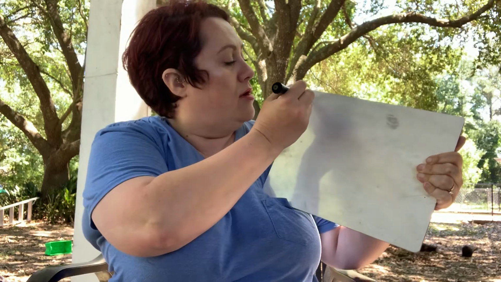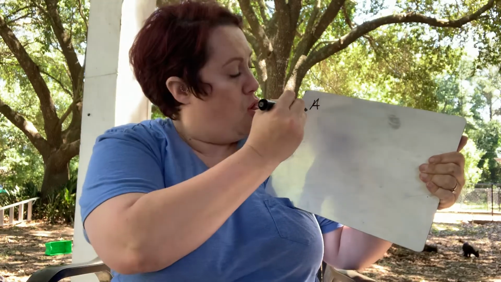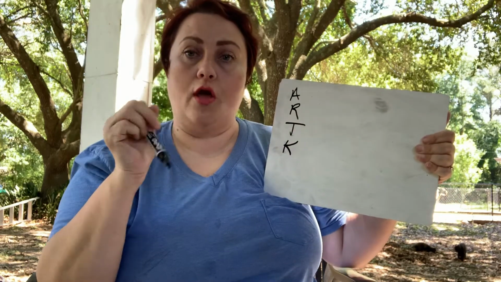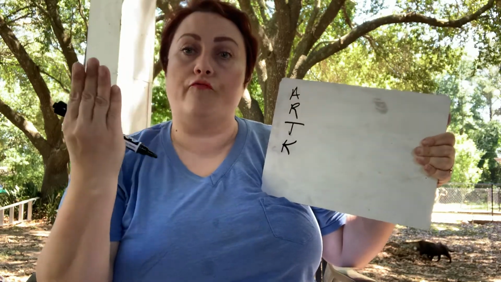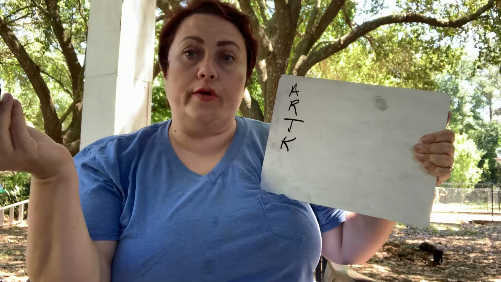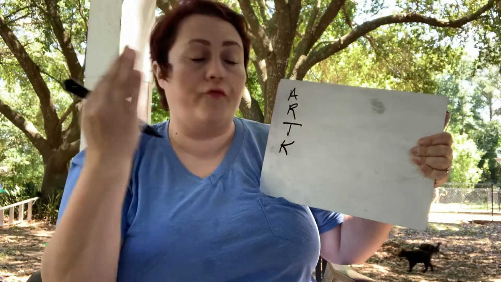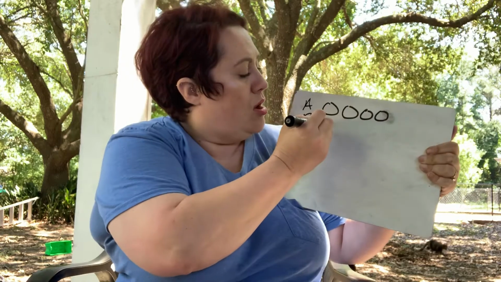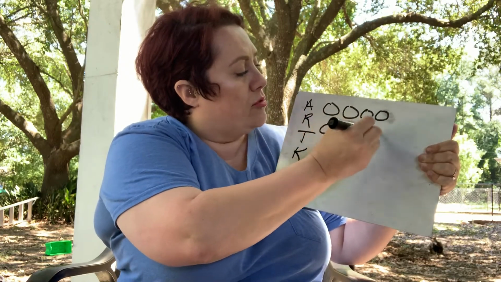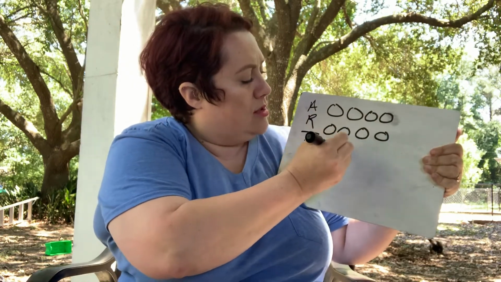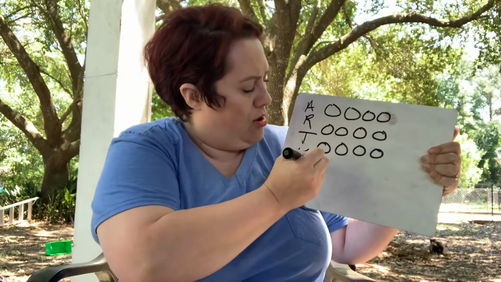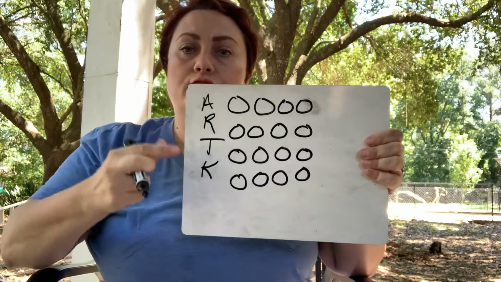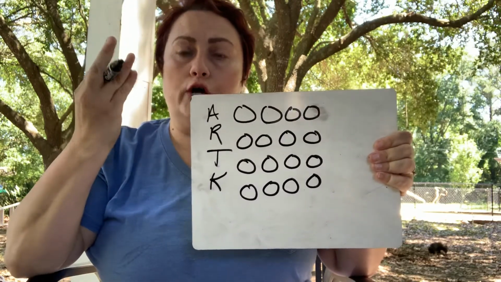So we have Ahmad, Rainey, Trevor, and Keenan. How many kids is that? 4. And how many cookies do each of these guys have? 4. 1, 2, 3, 4. 1, 2, 3, 4. 1, 2, 3, and 4. So each of these 4 kids have 4 cookies.